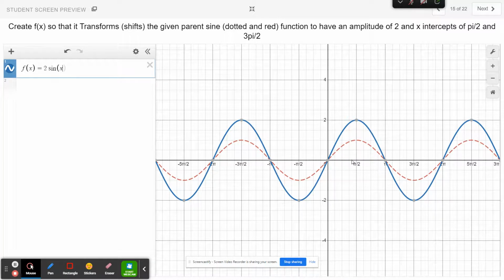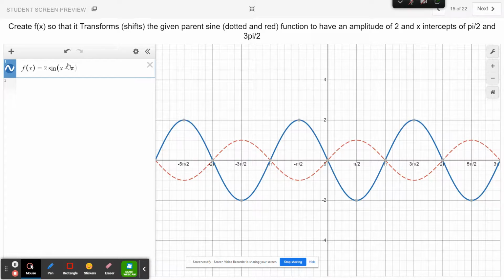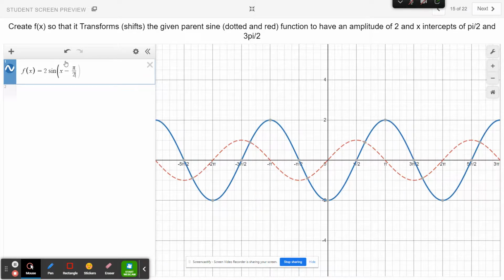So I want to shift to the right pi halves. Okay, so I want to shift that to the right pi halves. So that's going to be minus pi halves. Okay, and so does it also have an x-intercept at 3 pi halves? It does. Very good. All right, so we're looking good here.